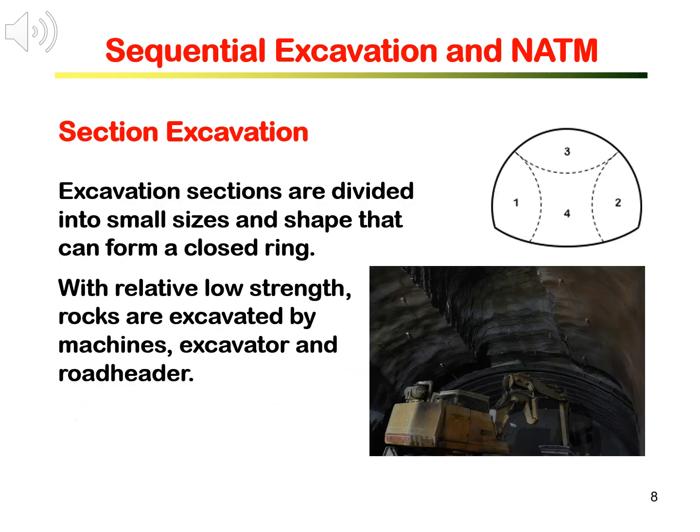Let me show you a couple of examples of sequential excavation processes, particularly on excavation and temporary support. This is a rather typical way to divide the tunnels into 4 sections. Excavation sections are small and the shape allows to form a closed ring, so the support can be effective. With relatively low strength, rocks are excavated by machines, for example, excavator and road headers.